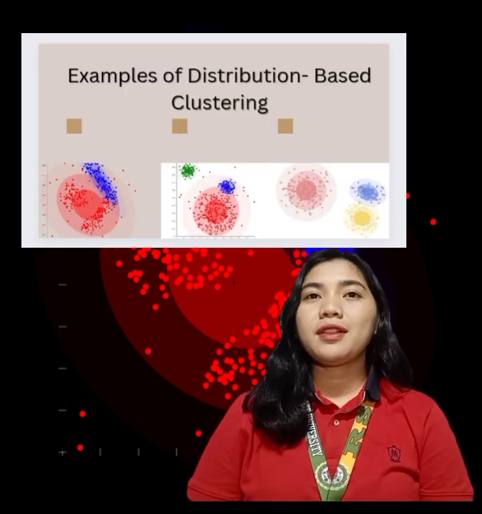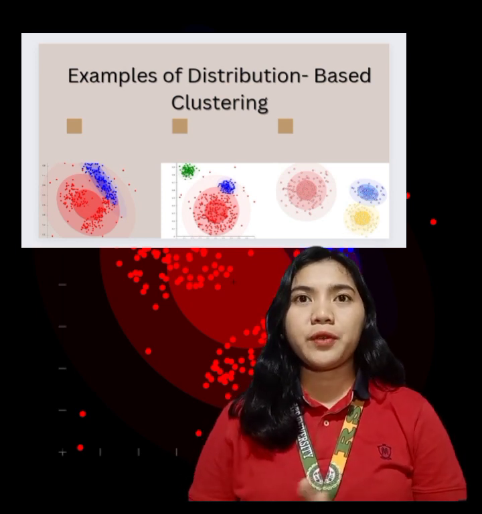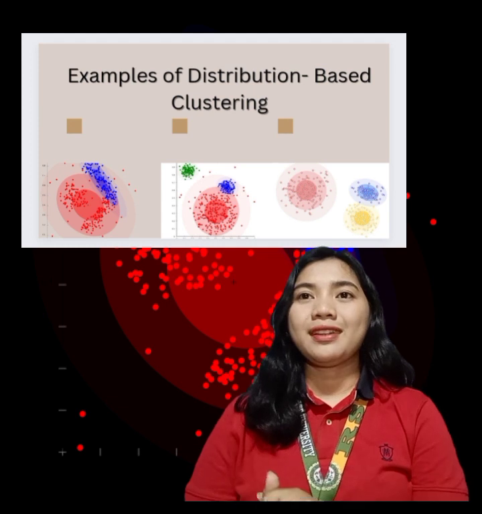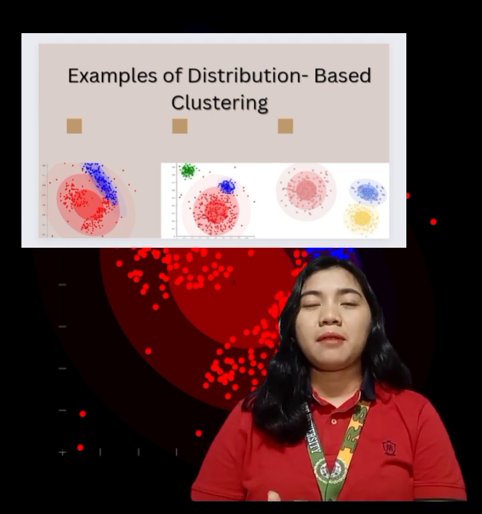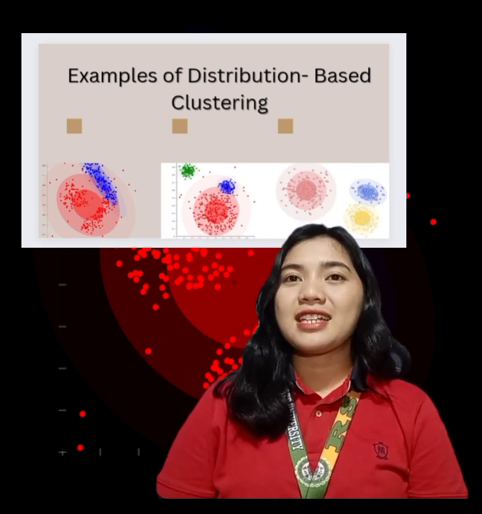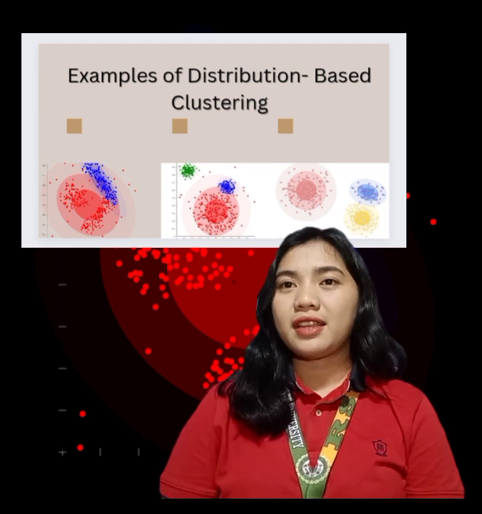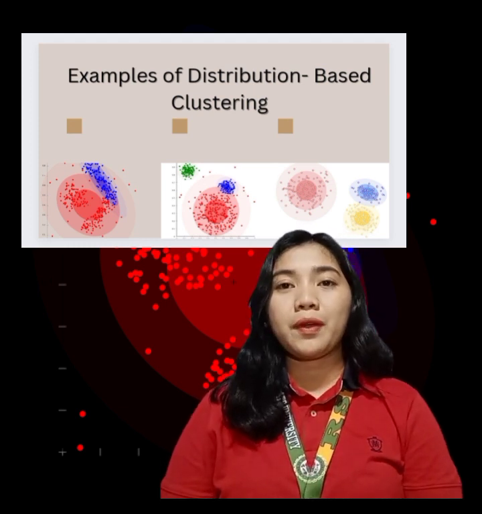So for example, in this image, the darker colors are closer to the center of the distribution, and the bands show the density of probability that data belongs to the cluster. And then, as the distance to the center increases, the likelihood that the data belongs to the cluster will decrease.